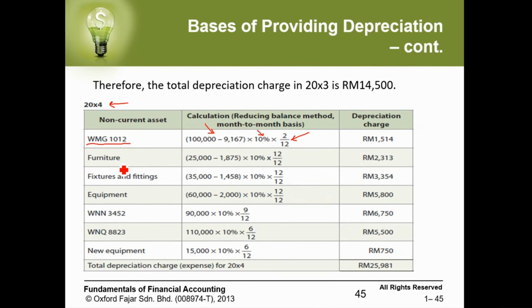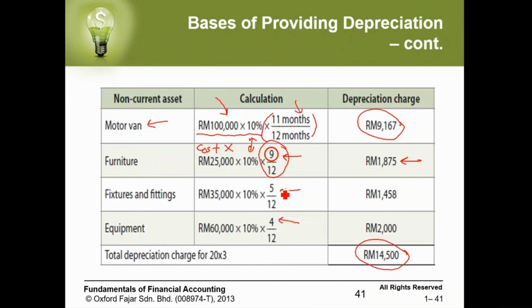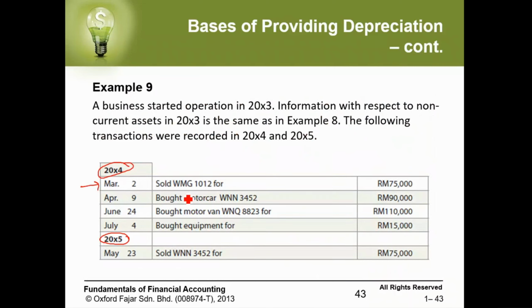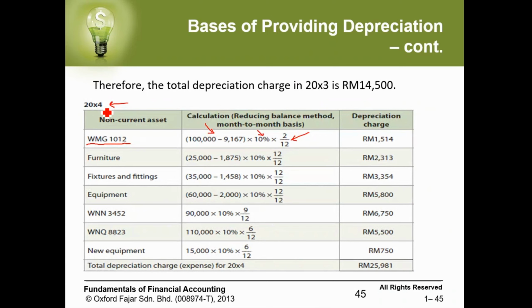We go to the furniture. Furniture, if you remember, we bought at 25,000. The first year depreciation as we calculated here was 1,875 on a month basis. In year 2014, we didn't sell that furniture, which means we are going to calculate depreciation for the entire year of 2014. So we put 12 divided by 12. So it's the same as a yearly basis here because we are holding this asset for the full year. So this is what our depreciation charge will be for that year.